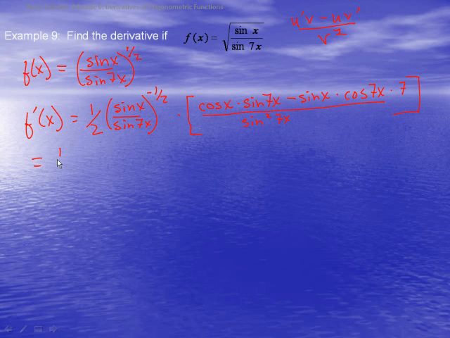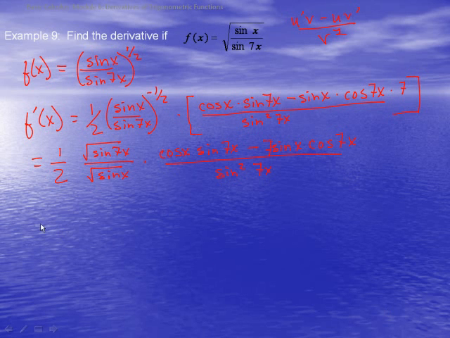So that's going to give us 1/2, and believe it or not, the negative exponent up here is going to allow these two guys to switch. The top one's going to the bottom one, the bottom one's going to the top one, and they're going to have square roots on them. So it's going to be the square root of sine of 7x over the square root of sine x. So that took care of those. Times, and over here we have cosine x sine 7x minus sine x cosine 7x times 7. So I'm going to put the 7 out here in the front. All over sine squared 7x.